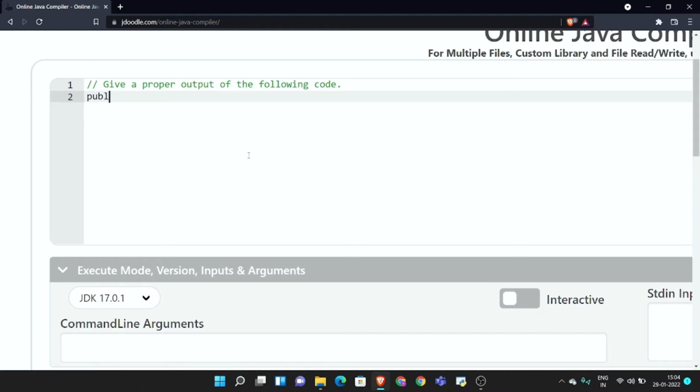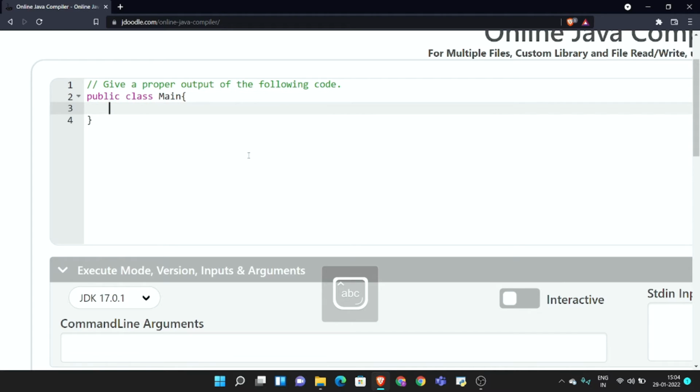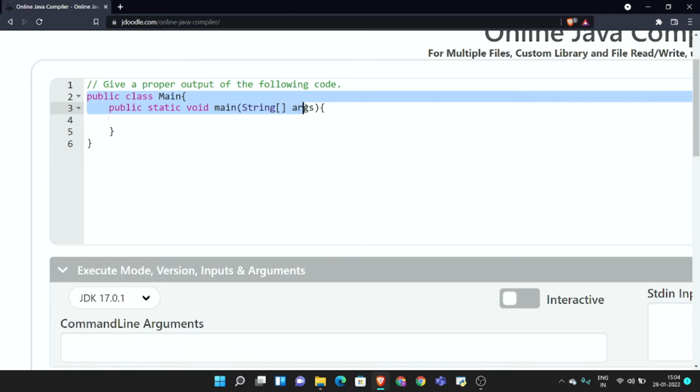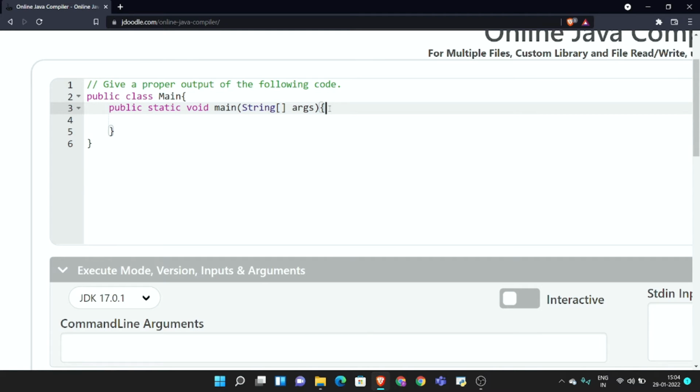So public class main, public static void main, String. As many of you know, these two lines are very much important in Java, because these two lines will be helpful to convert our code into the machine language. So just don't make any mistakes in these two lines.